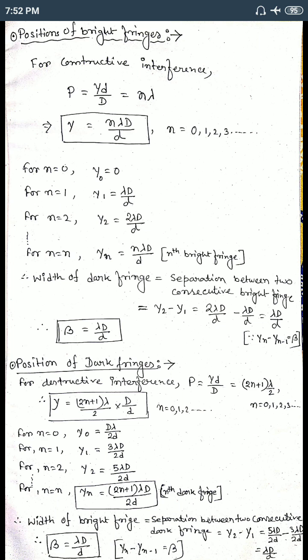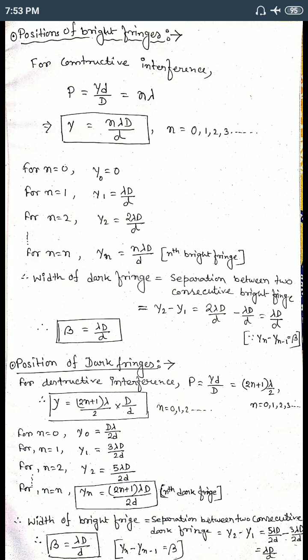So normally the general formula is yn minus y(n-1). If you compare with y2 and y1, the n value is 2 and n minus 1 is 2 minus 1, that is 1. That's why y2 minus y1. So the general formula is yn minus y(n-1) equals beta, the fringe width.